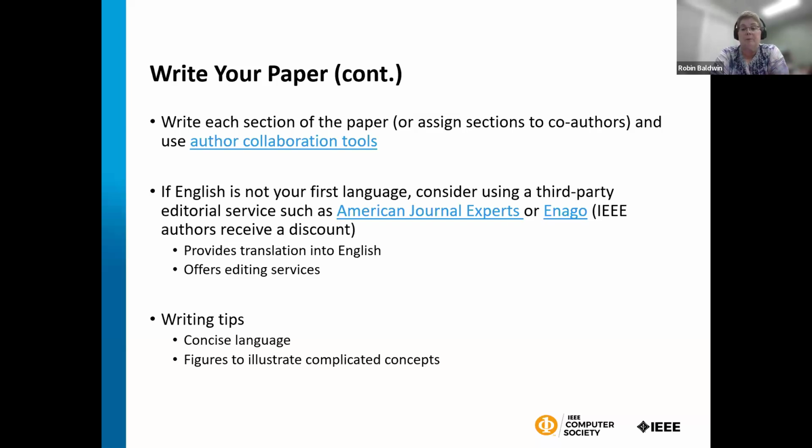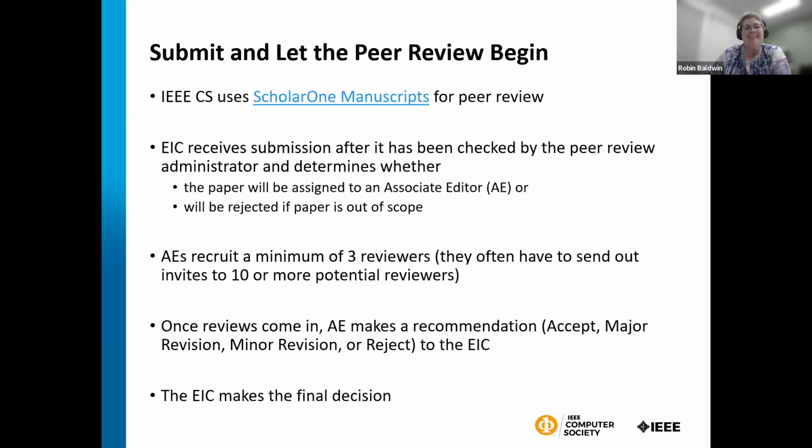This is all an author will pay for these services. Again, I mentioned using concise language when you're writing your paper, and use figures to illustrate complicated concepts, but do not make your figures complicated. It's really difficult to read.